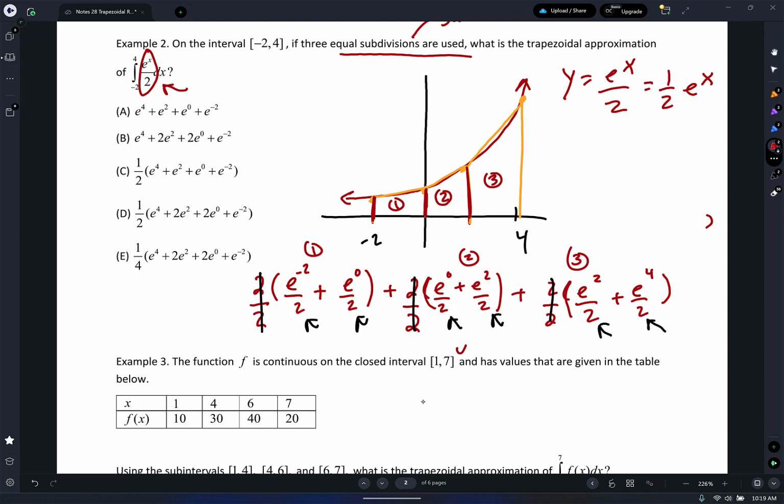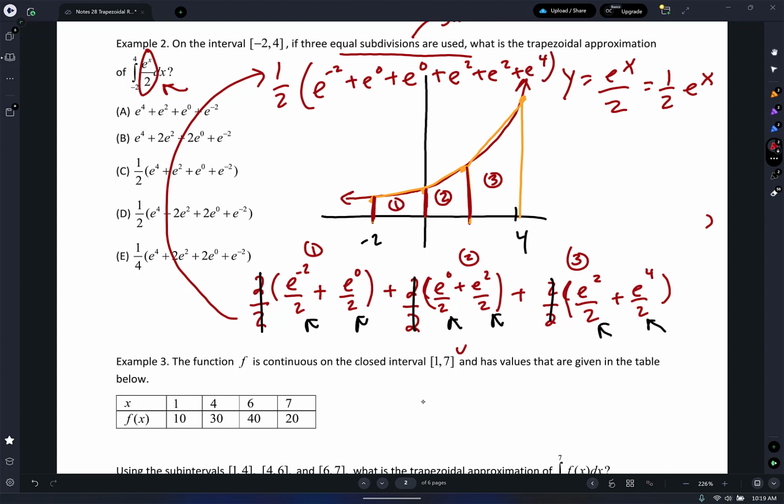So here it is. I'm going to write it up here. 1/2, open parenthesis, and I'm going to have e to the -2 plus e to the 0 plus e to the 0 plus e squared plus e squared plus e to the 4th. Close it. How do you feel? Nothing crazy, right?